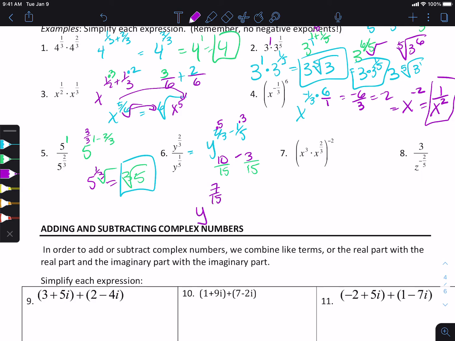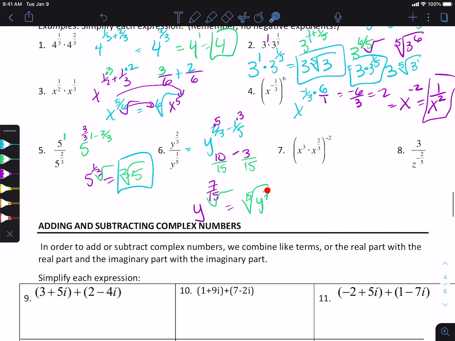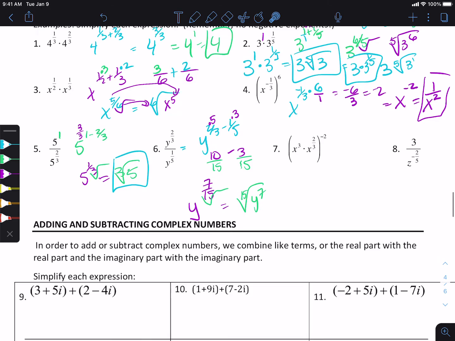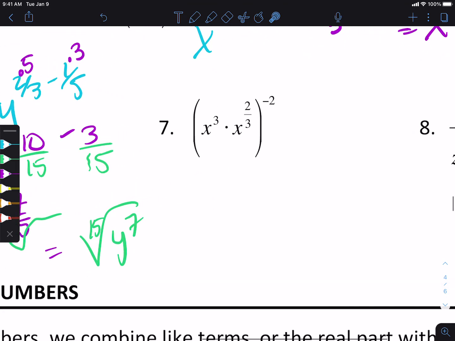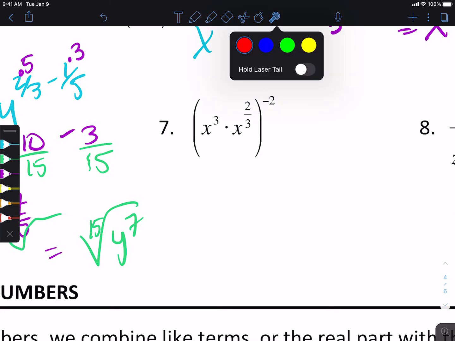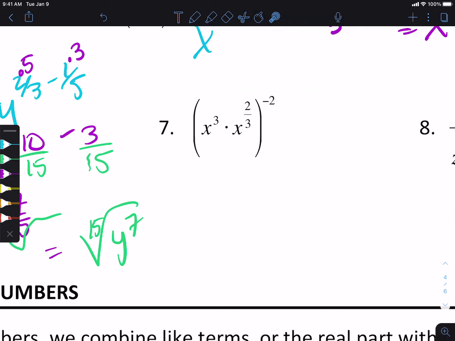So we have y to the 7/15. Or this would be, the 15 is the kind of root, so the 15th root of y to the 7th. Notice I don't have any that I can take out because 7 is lower than 15. Okay. Here we get to a slightly more complex one. We have, first of all, a negative exponent, and we've got powers.